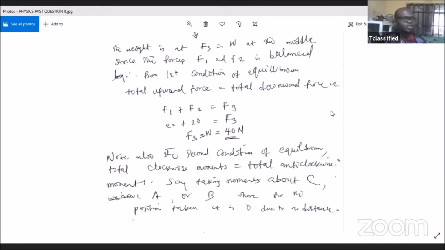This one is only in the middle because the two forces are already balancing. Is that clear? In other cases, they will give you the distances. So you have to use this second condition of equilibrium to calculate the position where the weight will be.